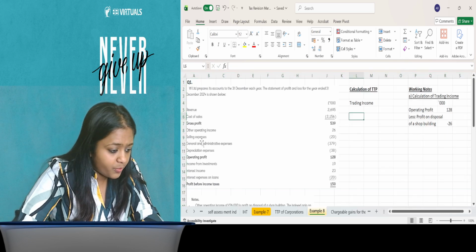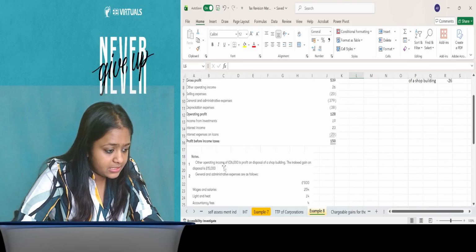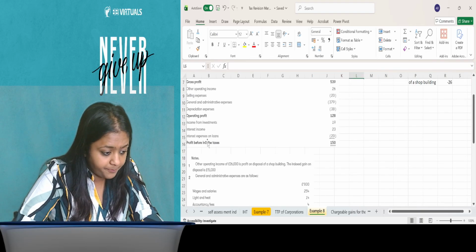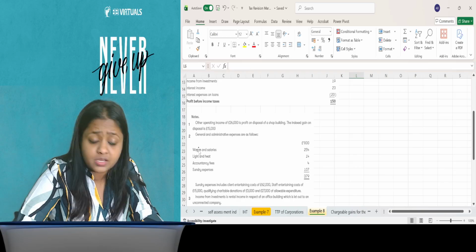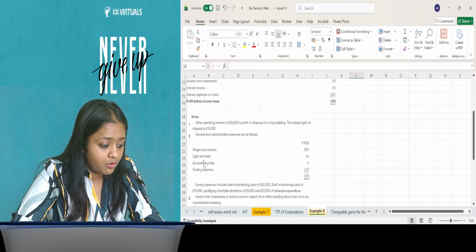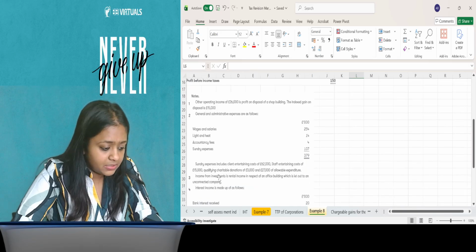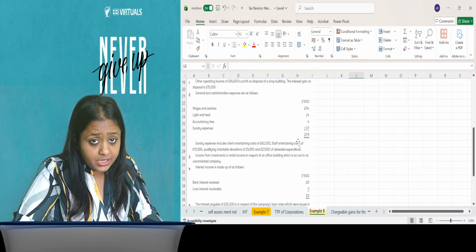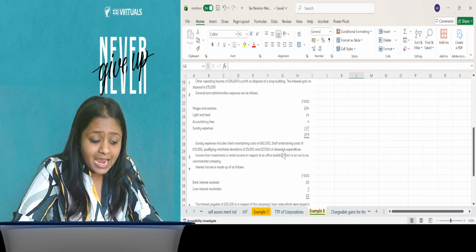Yeah. So now we have selling expenses. The other details are for general and administration expenses. So let's go for that working. So here we have general and administrative expenses. It says it includes wages and salary, which is allowed as an expense. Light and heat allowed, accountancy fees allowed, sundry expenses allowed. But then the further reading tells us sundry expenses include client entertaining, which is disallowed. So that I will add back.